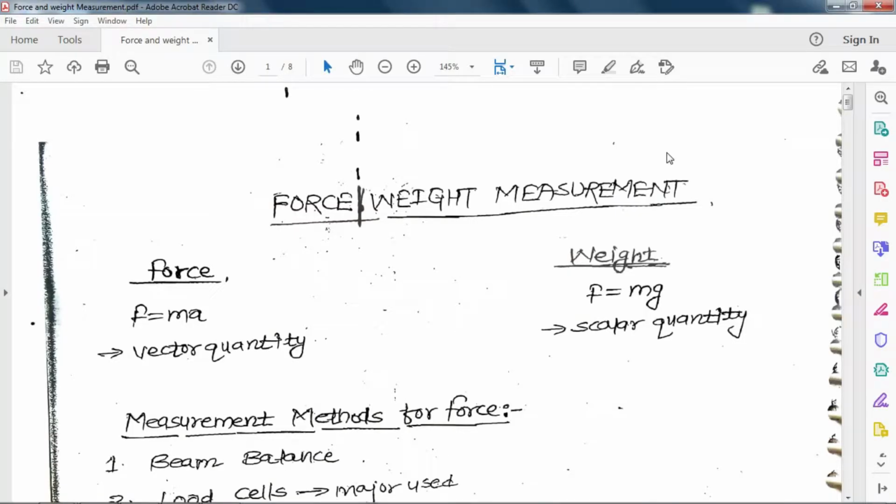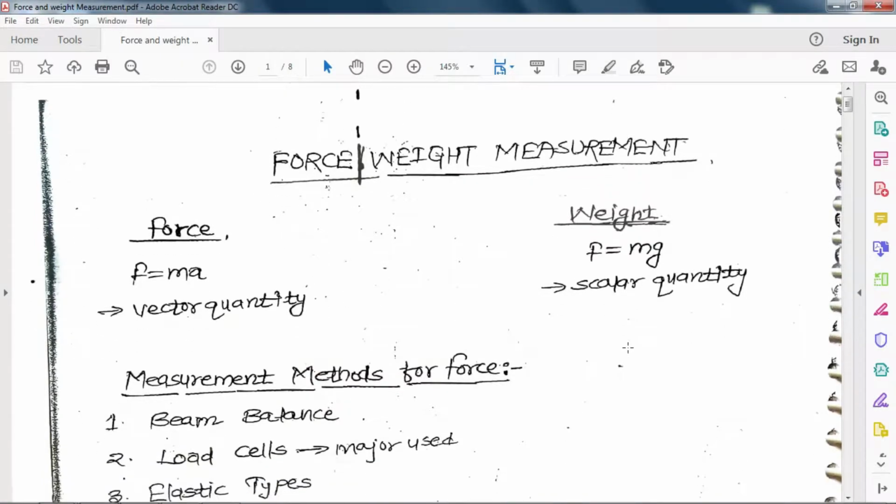Good morning. Today I will tell you about force and weight measurement. So we know that force is denoted by capital F, which is equal to mass into acceleration. It is a vector quantity, and weight can also be denoted by force F or by capital W, which is equal to mg, which is a scalar quantity.